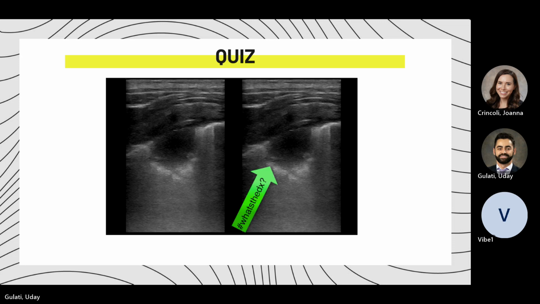So this is not a rib space. Some of you guys might accidentally say that this is a rib space, but the way you know it's not a rib space is because you can still see stuff underneath, right? If it was a rib space, you wouldn't be able to see anything underneath. The atelectasis? It could be, right? So this is what I would call a C profile. Notice the C?